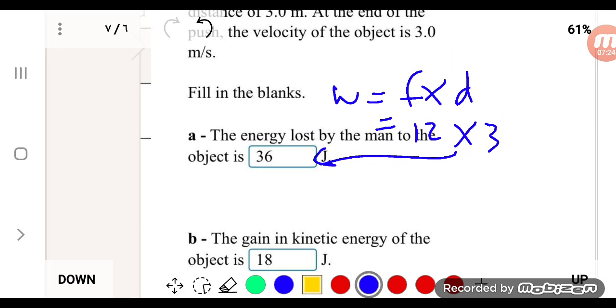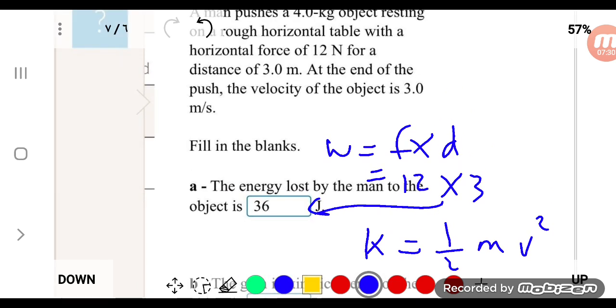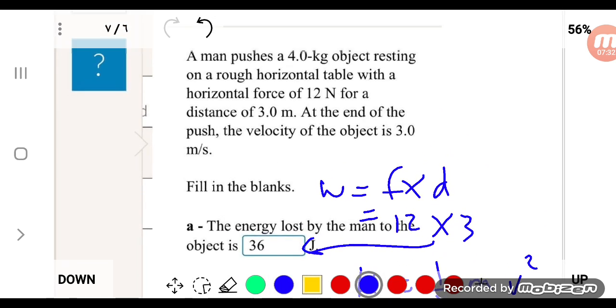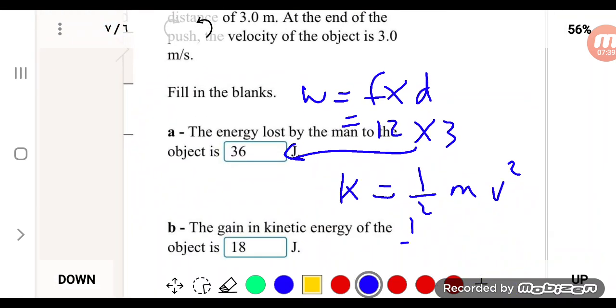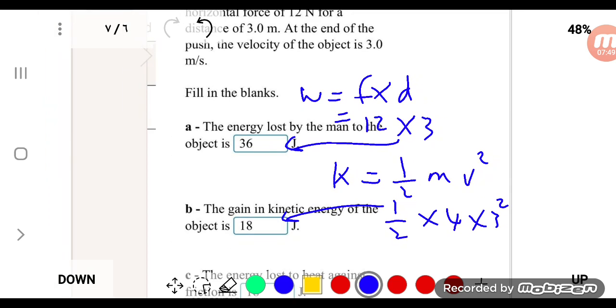Next, what is the gain in kinetic energy of the object? Kinetic energy equals half m v squared. The mass here is 4, so half times 4 times 3 squared. Half times 4 is 2. 2 times 9 is 18, and that is the answer.